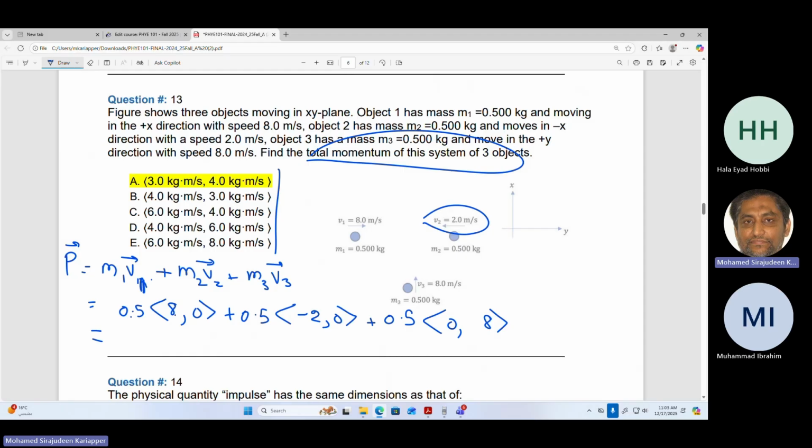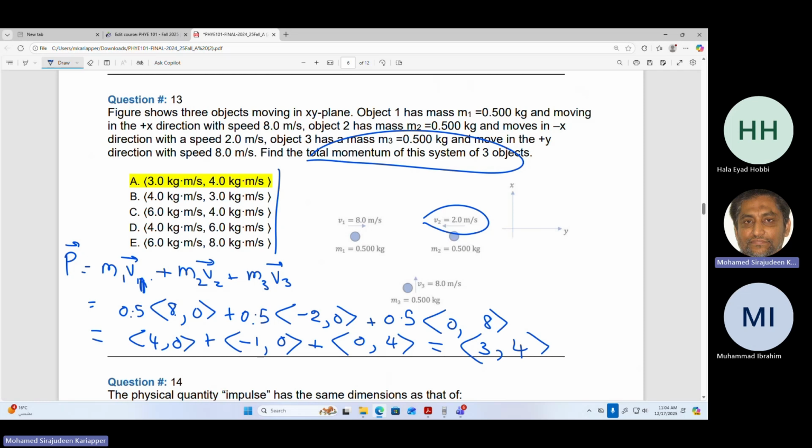So 0.5 into 8, 0.5 means half, right? Half multiply 8 will be 4. Plus half again, this will be minus 1 and 0. And half again, that will be 0 and 4. Now add them all. You know how to add vectors. You only add the x's. 4 minus 1 will be 3. 3 plus 0 will be 3. And the y is 0 plus 0 plus 4 will be 4. So the answer is A.